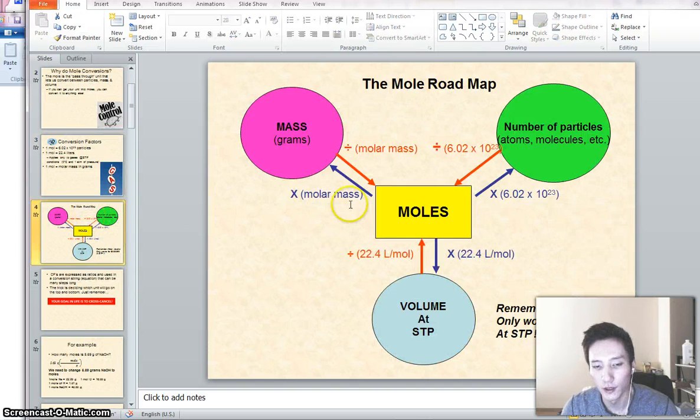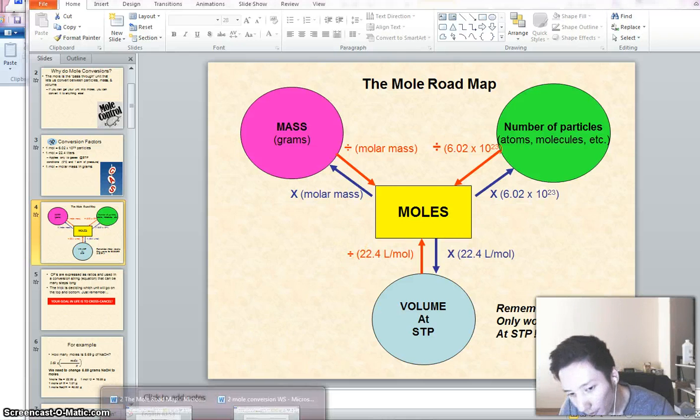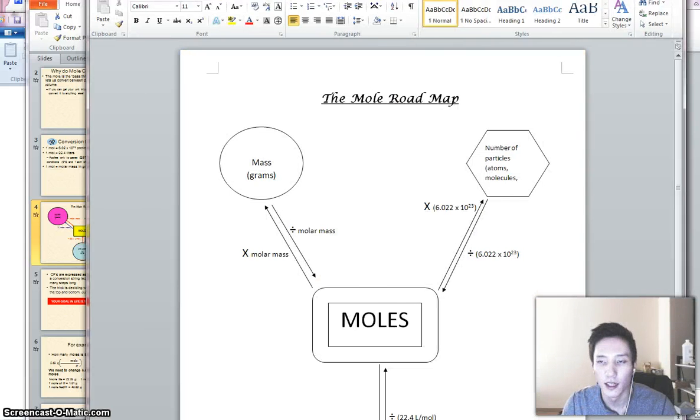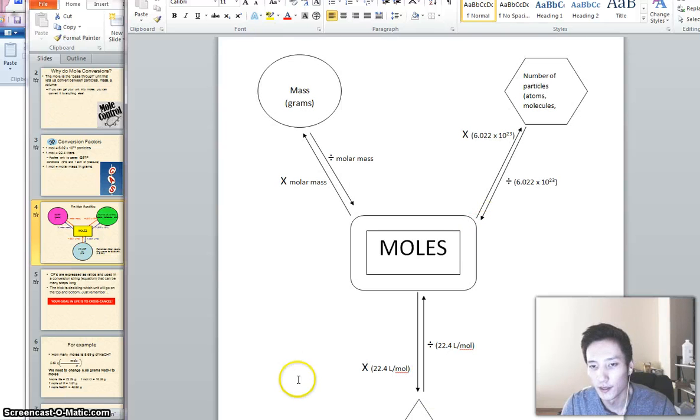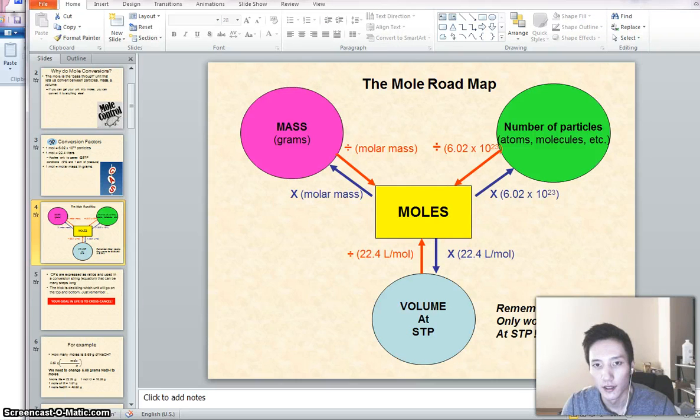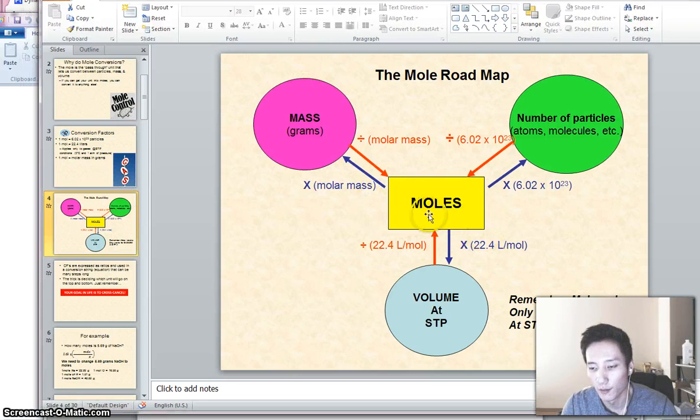So everyone received a mole roadmap, which is right here. I already uploaded this on Haiku, so you can download it, print it out. But this pretty much shows you the importance of the mole, where if you want to, let's say, convert from mass to number of particles, then you have to actually pass through the moles. So you have to first convert to moles, then go to number of particles.